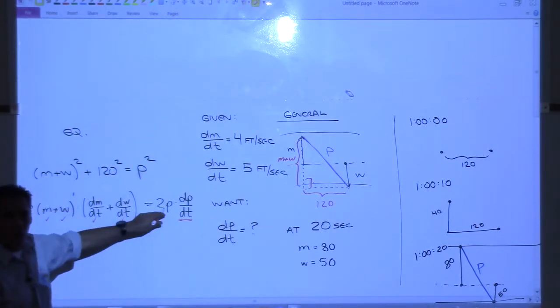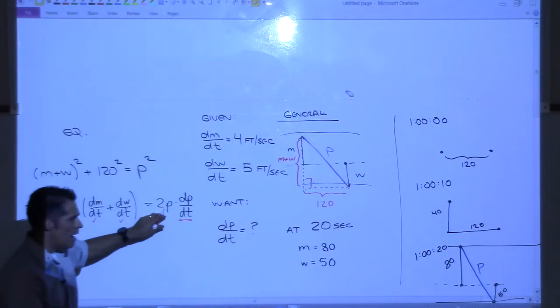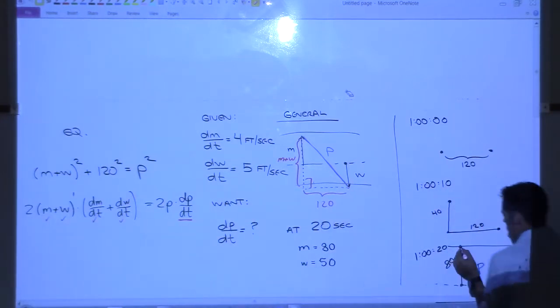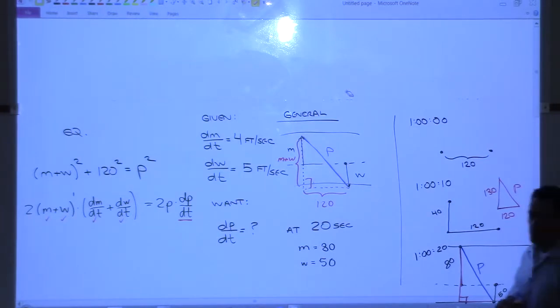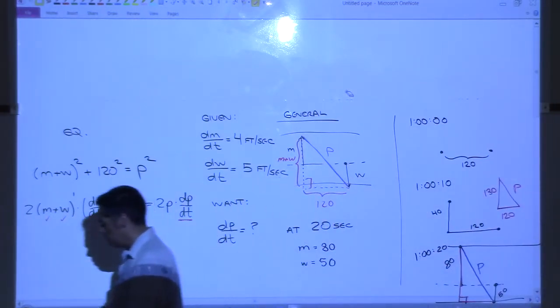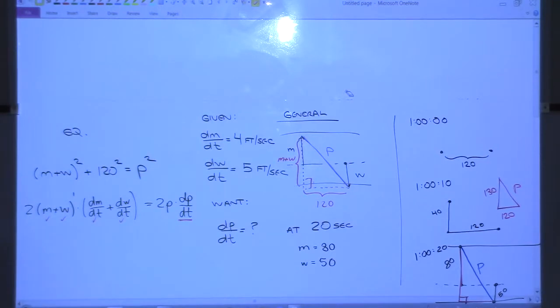P we don't know right off the bat, but we can find it because we can complete this triangle right here. And like Jackson said, this 80 plus this 50 would be 130. So we have a triangle that looks like this, 130, 120, and P. And so you could go and solve that for P. And once you have P, you plug it back in here, and you're in business. Okay.